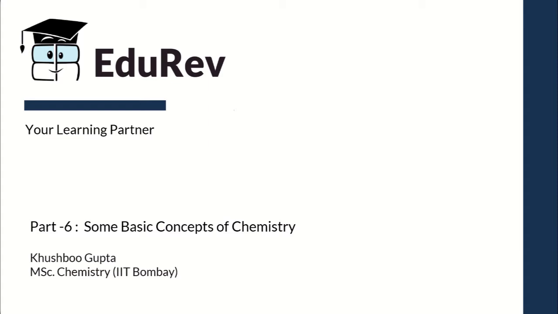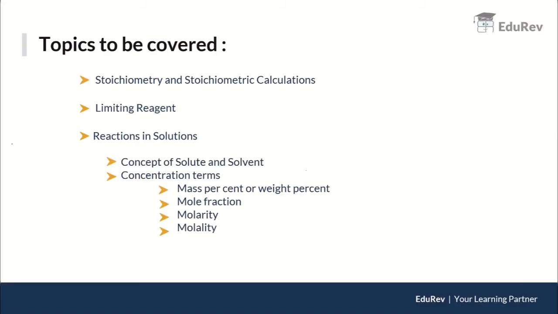So today I am continuing with part 6 of the topic Some Basic Concepts of Chemistry. Let's see what topics we will cover in this lecture. We will talk about stoichiometry and stoichiometric calculations. There will be a concept about limiting reagent. Then we will study reactions in solution, basically the concept of solute and solvent. What are the concentration terms used when we deal with solutions, like mass percent, mole fraction, molarity and molality. So let's begin this chapter.